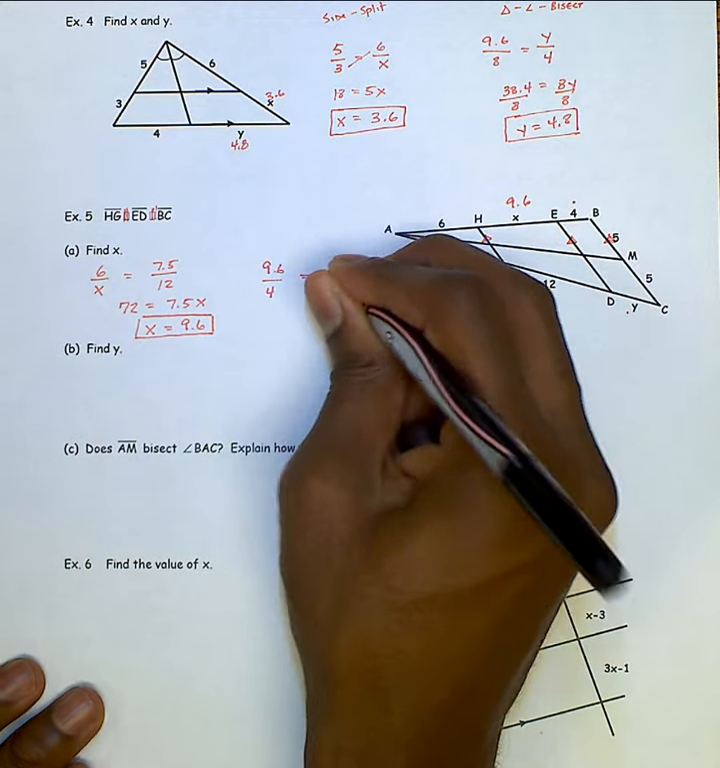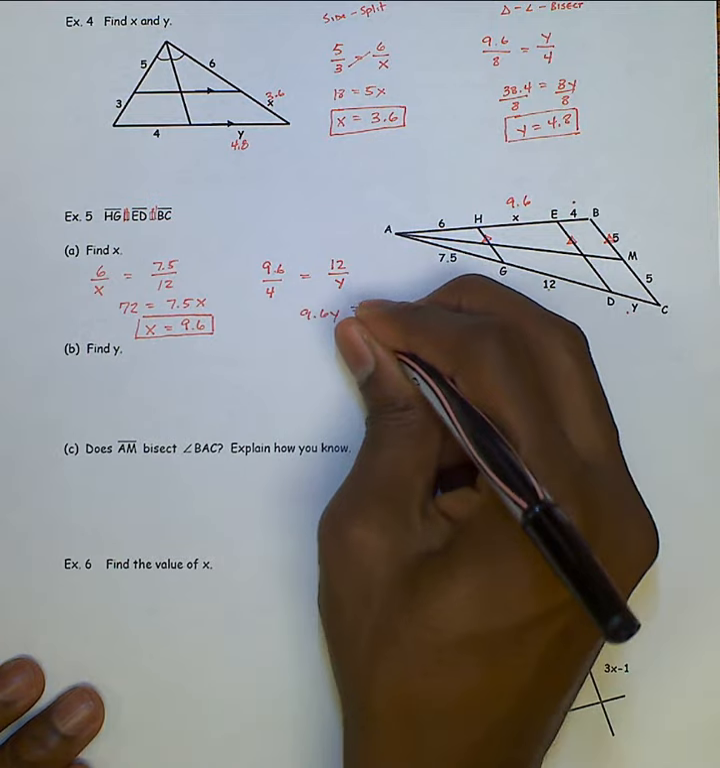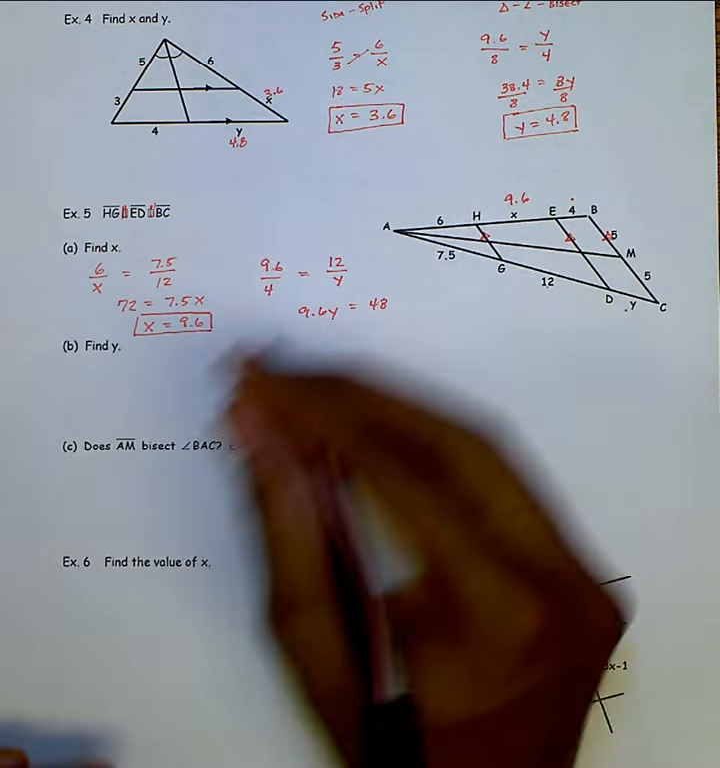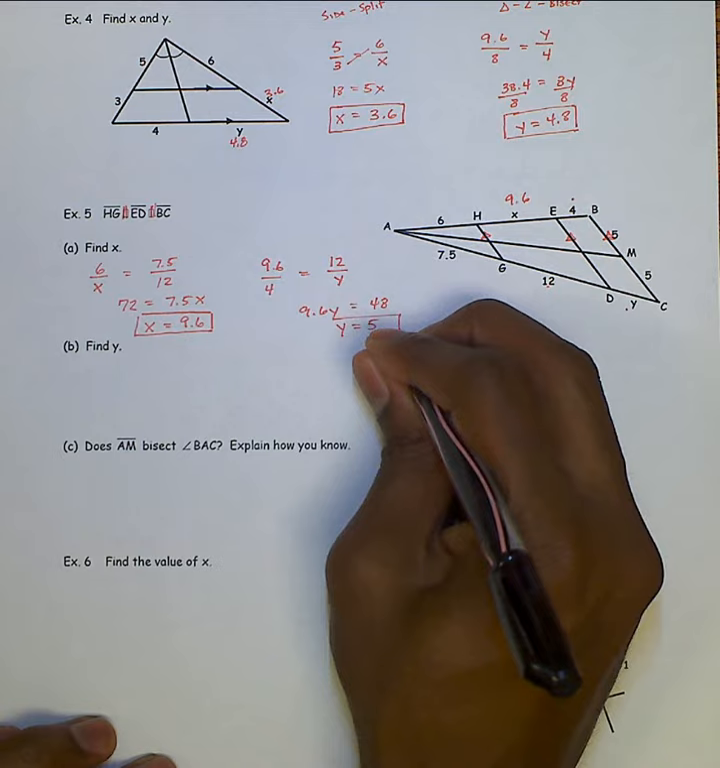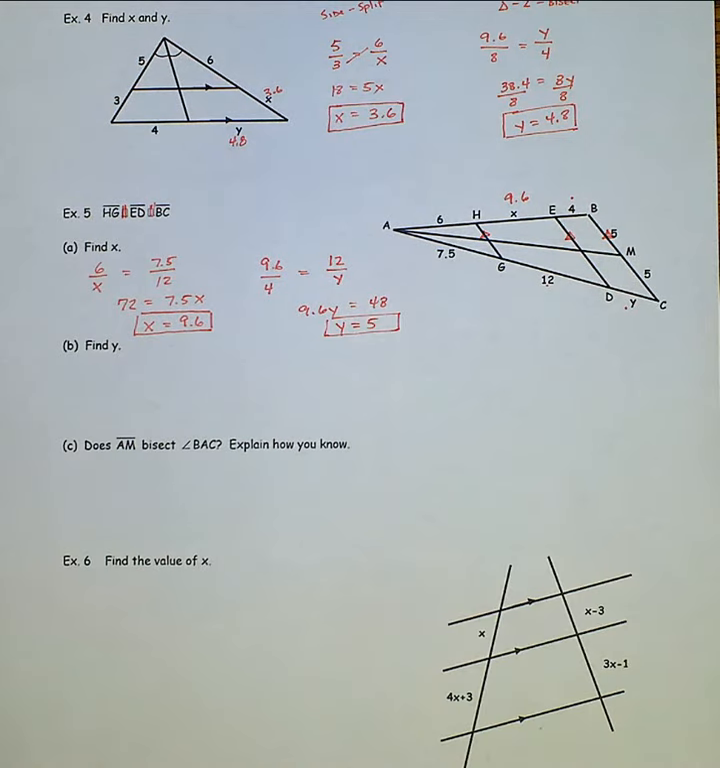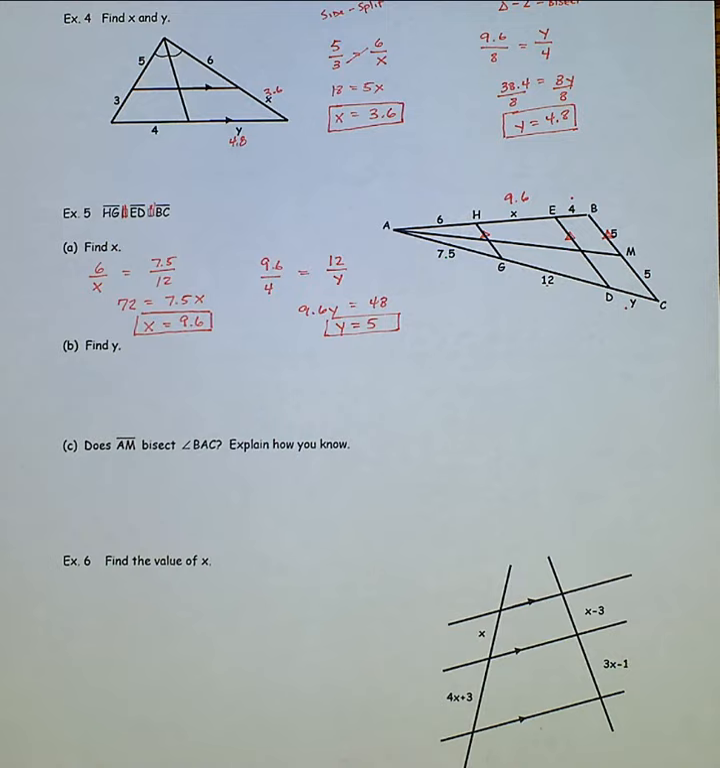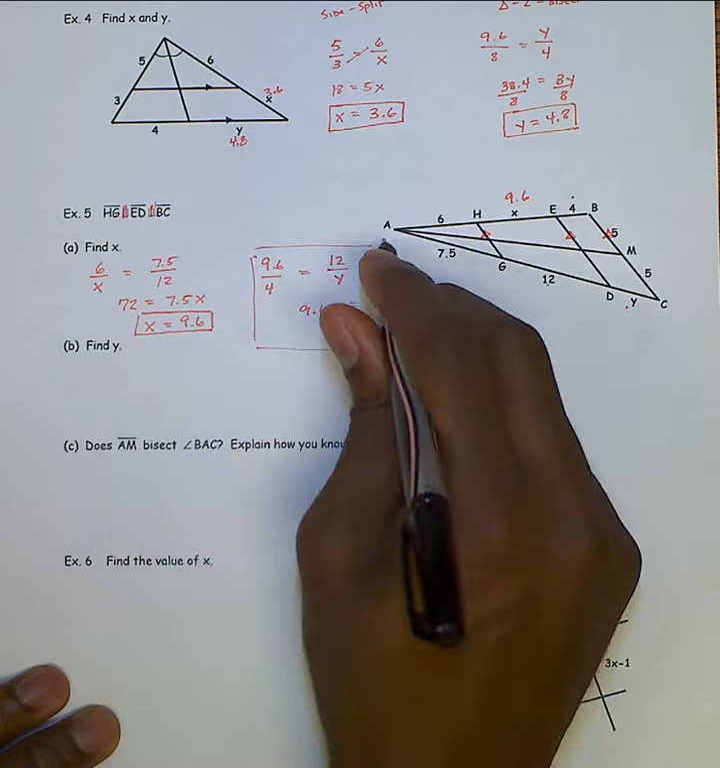So 9.6y equals 48. That's 5. So y is 5. Just checking to make sure I'm not messing up on camera: 48 divided by 9.6 is 5. Oh, I guess I should have done that work down here. Find y.